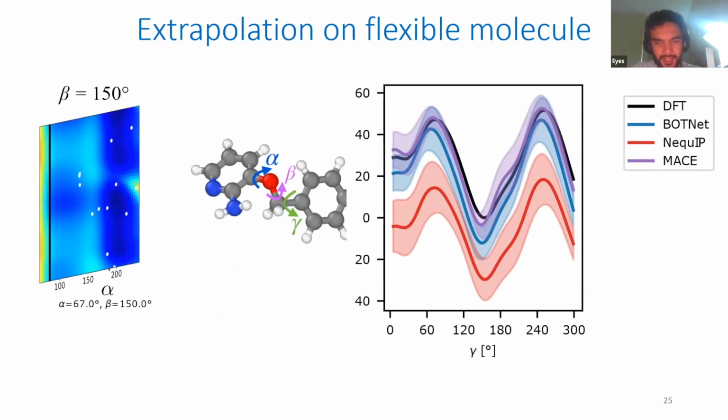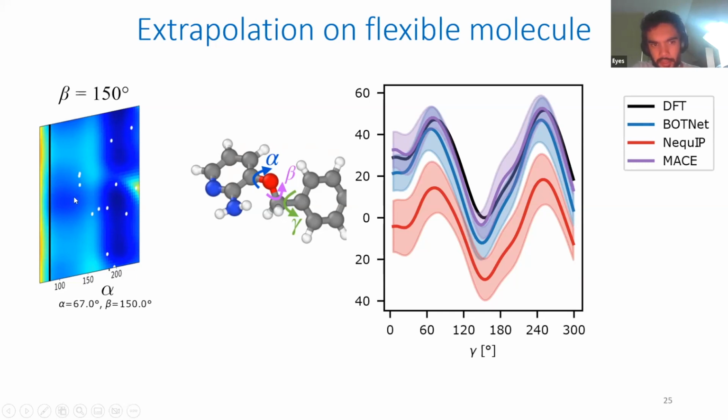So this is the potential energy surface that David computed with DFT of this 3BPA molecule here, and the white dots are the training data, and they are sampled.